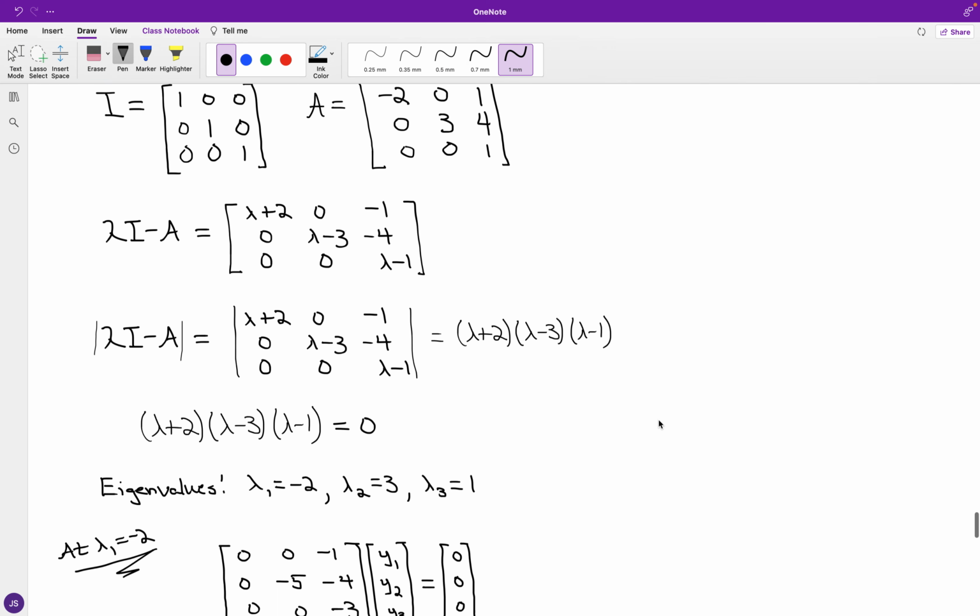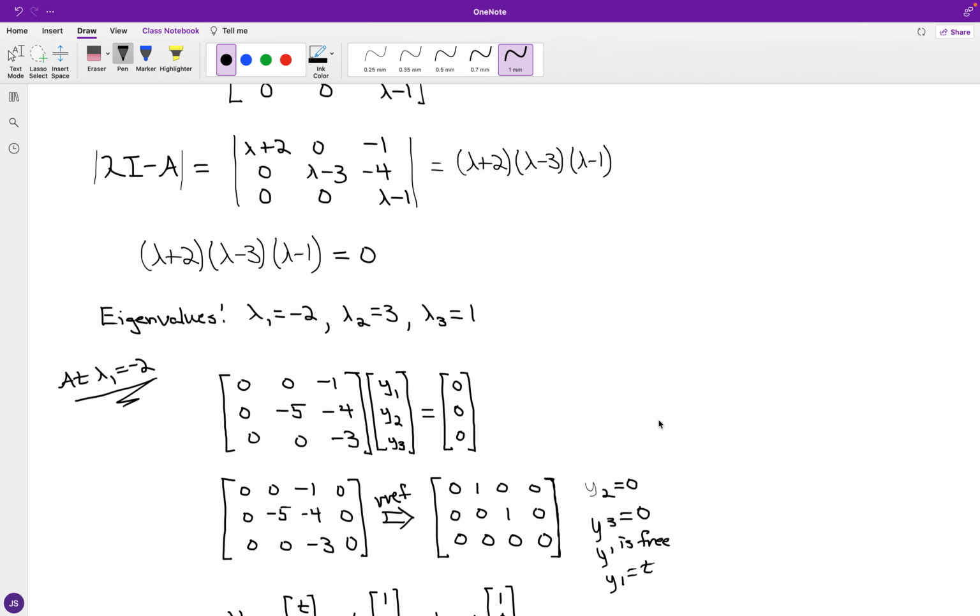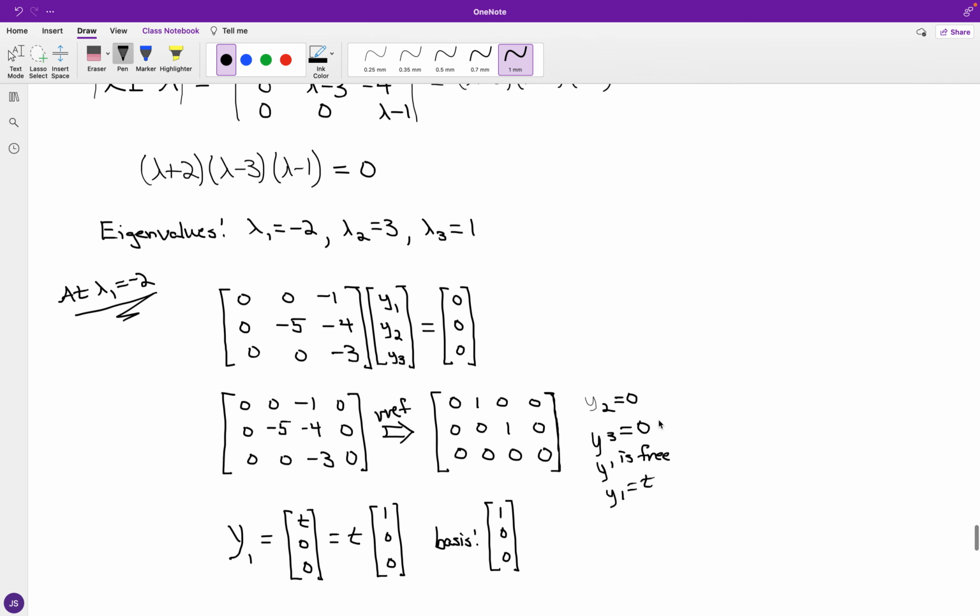Okay, so after the establishment of the eigenvalues, for the first eigenvalue at negative 2, for lambda I minus A, we're going to have 0, 0, negative 1 for the top row, 0, negative 5, negative 4 for the middle, and 0, 0, negative 3 for the bottom row. Again, with the system set equal to 0 and expressing it in terms of an augmented matrix, for the reduced row echelon form, the top row signifies that y sub 2 is 0. Next row we have y sub 3 equal to 0, and the last row we have zeros running across.